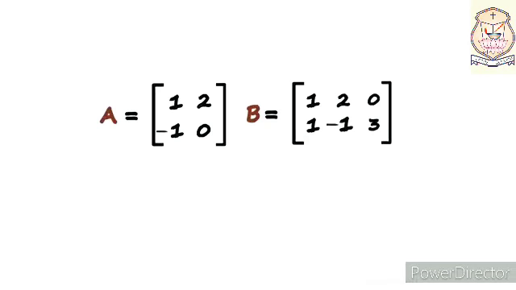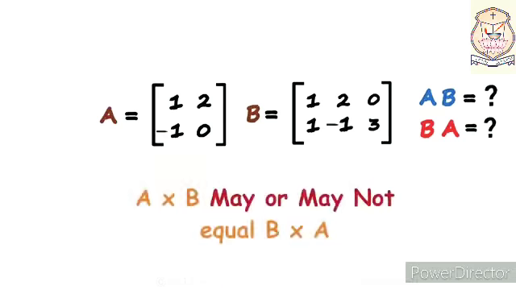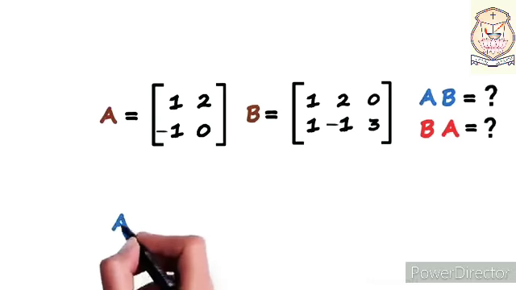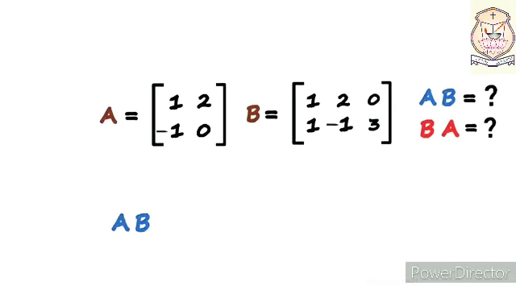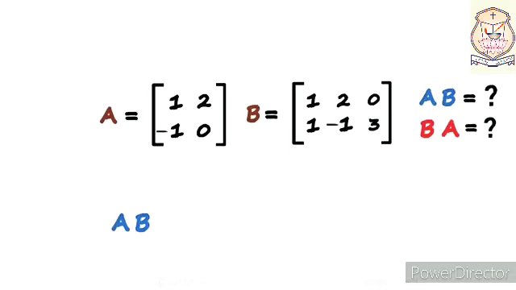Matrices A and B, how would you find AB and BA? Remember, matrices are not commutative. A multiplied by B may or may not equal B multiplied by A. Let's find AB first. Before we multiply, we need to check if they are compatible or not. Only if they are compatible, we multiply them, else we can't.